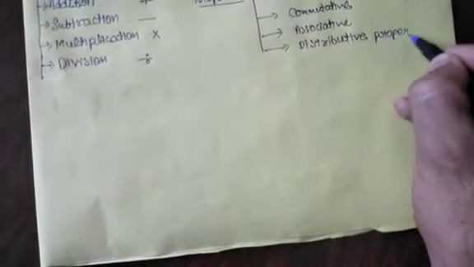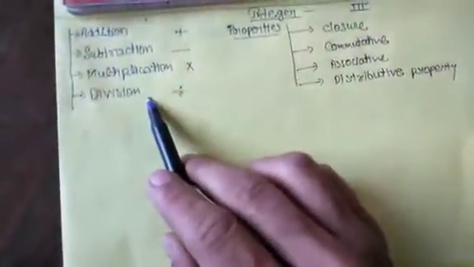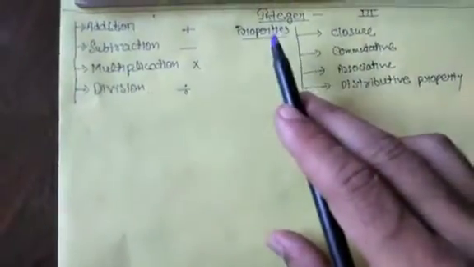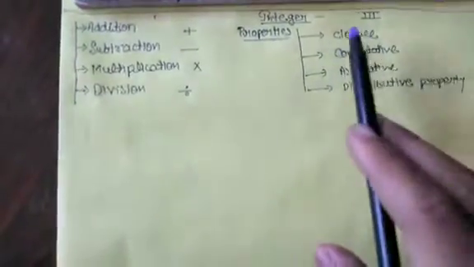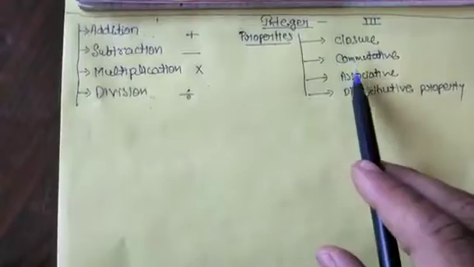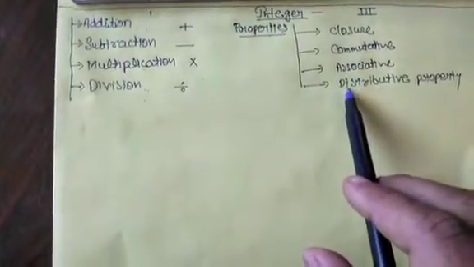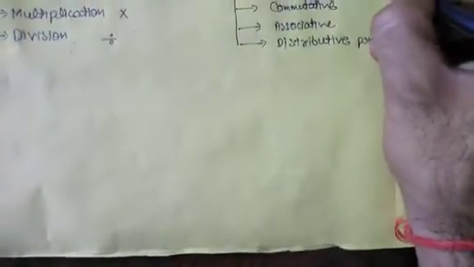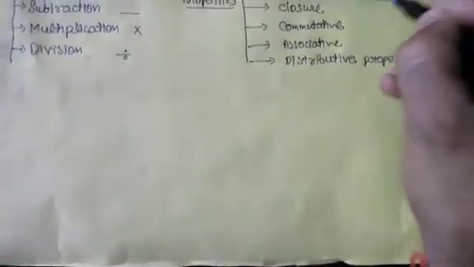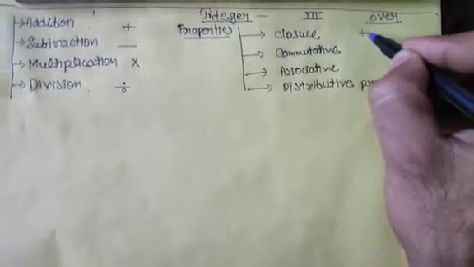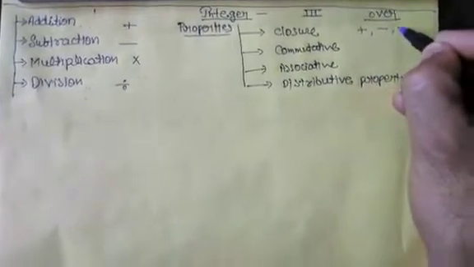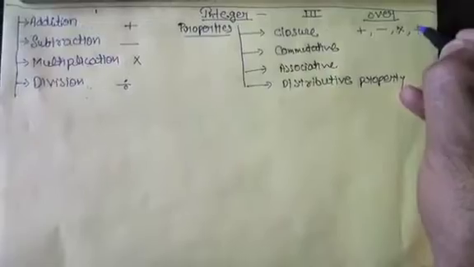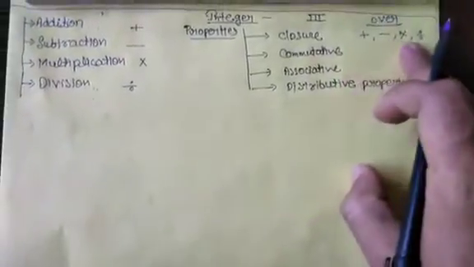Before starting the discussion about the addition, subtraction, multiplication and division of the integer, we may start the properties of integer, that is closure property, commutative property, associative property and distributive property. So this we can discuss over addition as well as subtraction as well as multiplication and division. This property we may discuss over these operators.